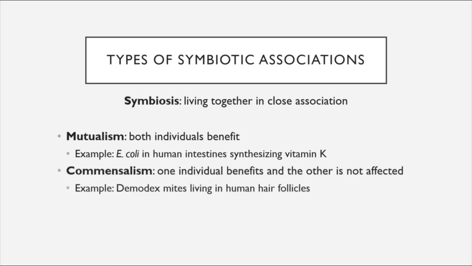There's also commensalism. Commensalism is where one individual benefits and the other is not affected. So for example, Demodex mites, which are a microscopic type of insect, live in human hair follicles in a large percentage of people. However, you would never know it because they have no impact on us in almost all cases. So the Demodex mites benefit by getting a place to live, and we as their hosts are unaffected.